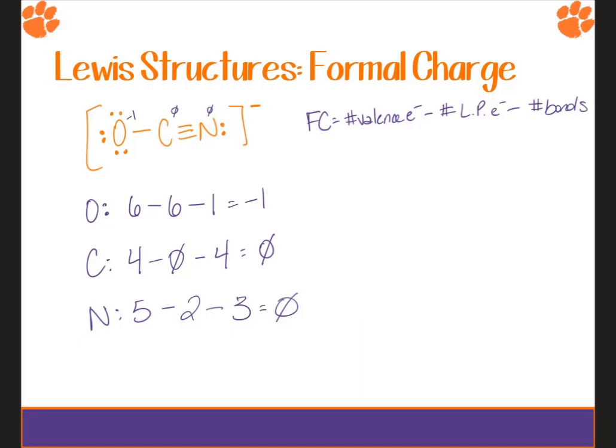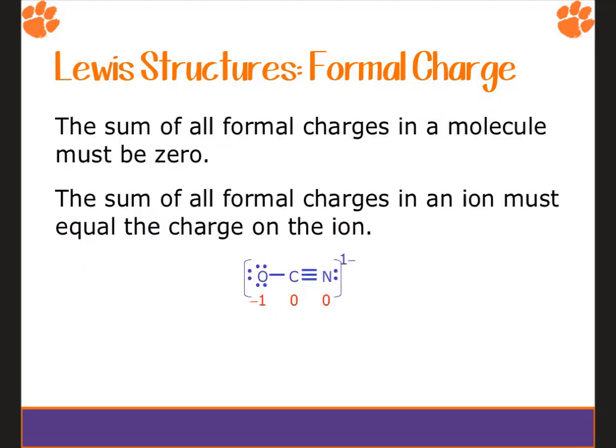And the third thing is that if you do have to have a negative charge, it should be placed on the most electronegative atom. And that's going to make your structure the happiest. So again, big points, the sum of all your formal charges in a molecule, so in a neutral molecule, must be 0. If you've got an ion, the sum of the formal charges should equal the charge of said ion.